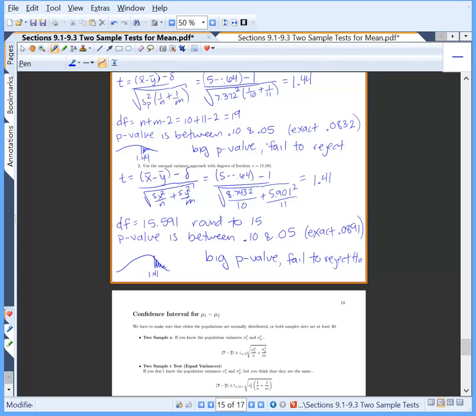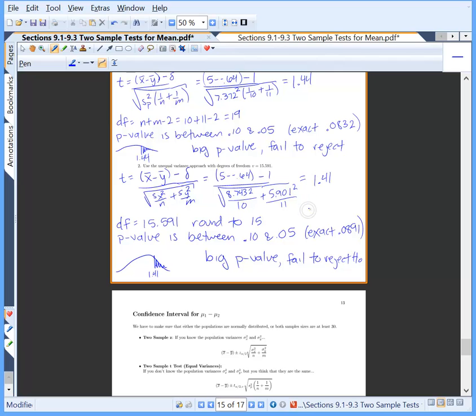Also, when your variances are equal and it's safe to use either procedure, remember we said that the equal variances approach has just a little more power. What that means is that you're more likely to reject a false null hypothesis, which is a good thing. And the reason you're more likely to reject it is you'll get smaller p-values.